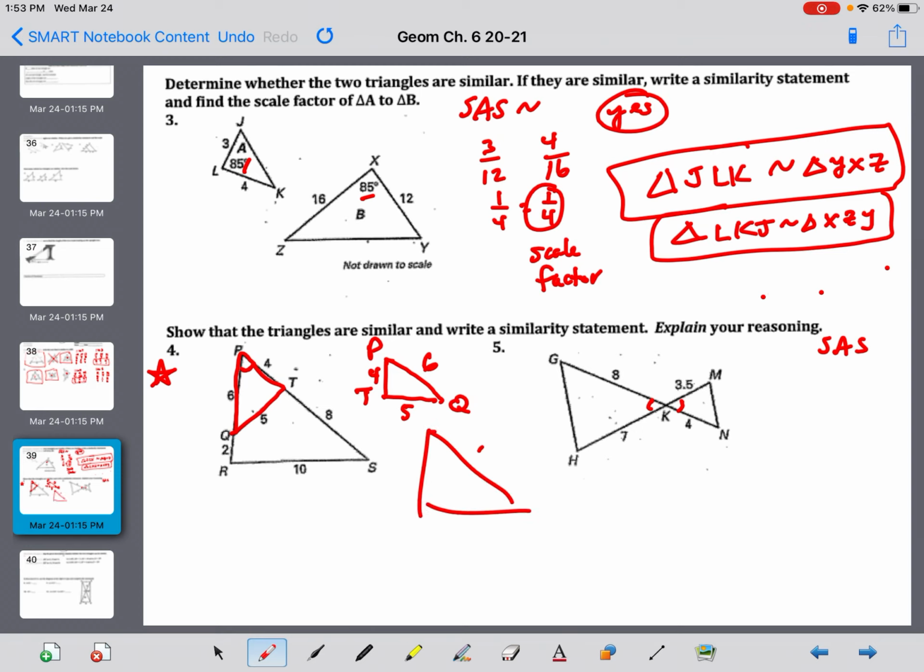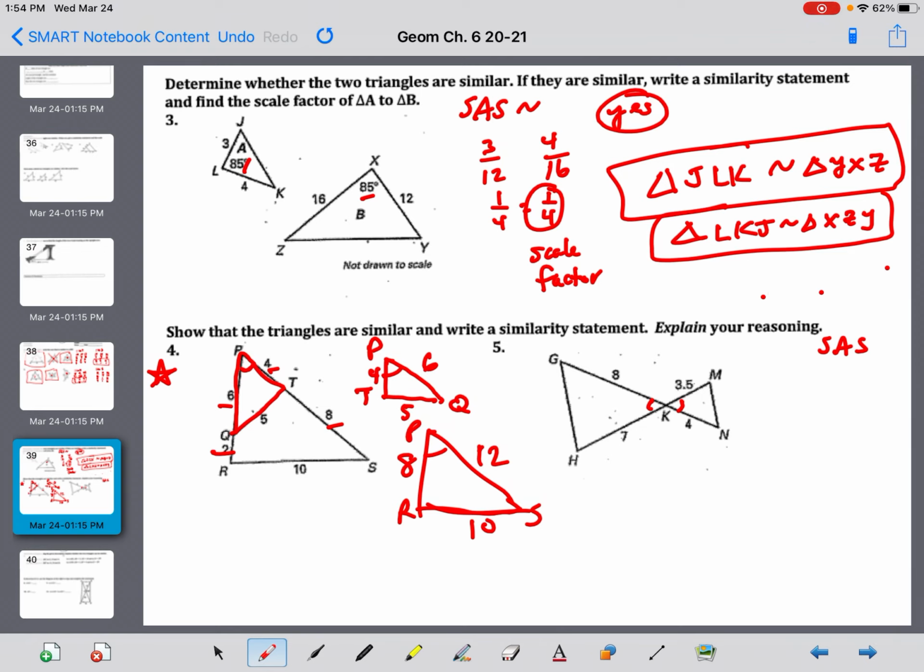Now, I think it's almost worth a redraw of the big one. The big one is PRS. Now, on PRS, we have 10 down here. If we added up the 6 and the 2, it would be 8 on the PR side. And if we added up the 4 and the 8, it would be 12 on the PS side. Oh, actually, you know what? This one, we could do SSS or SAS, because they do both have angle P. So we do have one angle. But we could do SSS and check all 3 ratios.